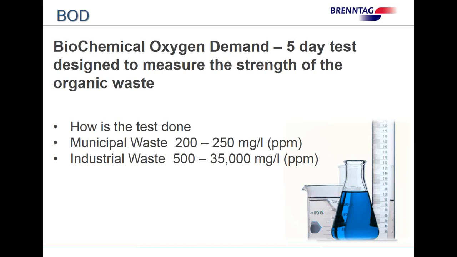In municipal wastewaters, you're going to run between 200 to 250 milligrams per liter, or parts per million. That's going to be a pretty typical municipal waste. It can be a little bit lower than that, or a little bit higher than that, depending on whether there's a lot of industrial activity at the municipal plant. The industrial waste could run anywhere from 2 to 500, all the way up to maybe 35,000 parts per million or milligrams per liter, a very, very heavy waste.